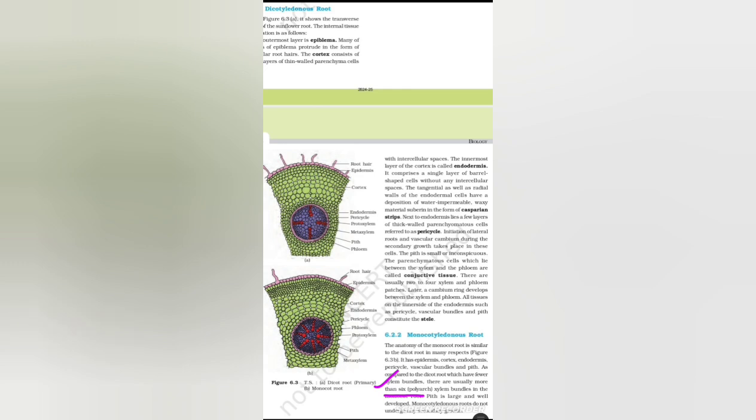The pith in monocotyledon root is large as well as developed, but in case of dicotyledon root, the pith is very small. And the monocotyledon root does not undergo any secondary growth, which means there is absence of cambium. If cambium is present, then only the secondary growth is possible. But in case of monocotyledon root, no such cambium is present. So no secondary growth can be seen.